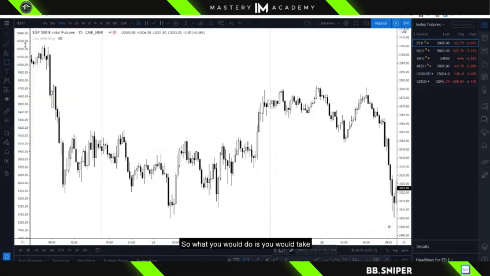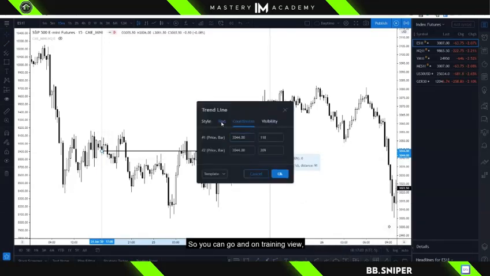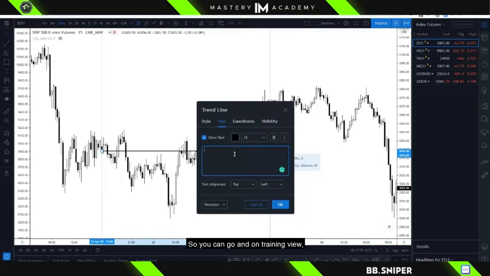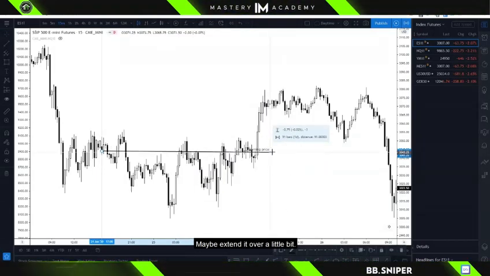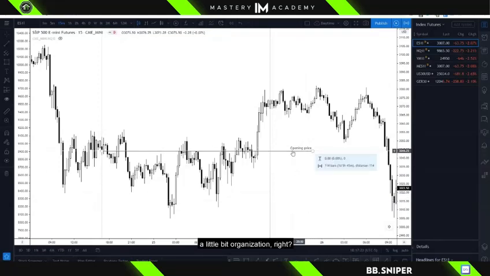Okay, so what you would do is you would take the opening price, which I believe is right here. Okay, and you can extend that out for the rest of the day. And now this is where things get a little bit tricky. So on TradingView, you can actually write this out. You could say opening price, right? You could put that on the top right, maybe extend it over a little bit, and that will help you be organized, if you will.